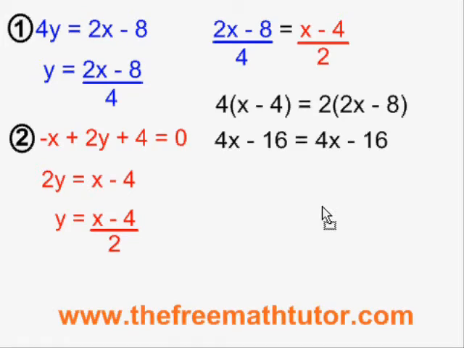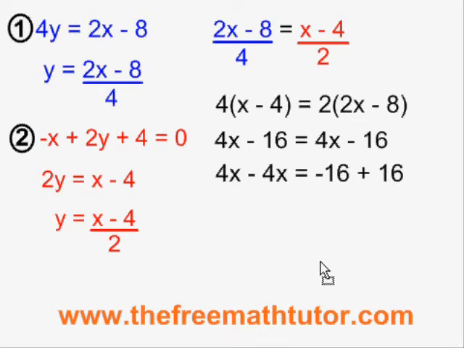But I will continue with my algebra, get the x terms together on one side of the equals, and get the constant terms together on the other side. I end up with 4x minus 4x is equal to negative 16 plus 16. And this simplifies to 0 equals 0.